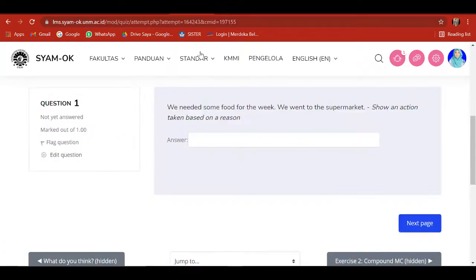Let's see the exercise. So for example, we needed some food for the week. We went to the supermarket. The clue is show an action taken based on a reason. Okay, so we have to type down the whole sentence. So for example, we needed some food for the week, comma, so we went to the supermarket. Okay, so this is the correct sentence.